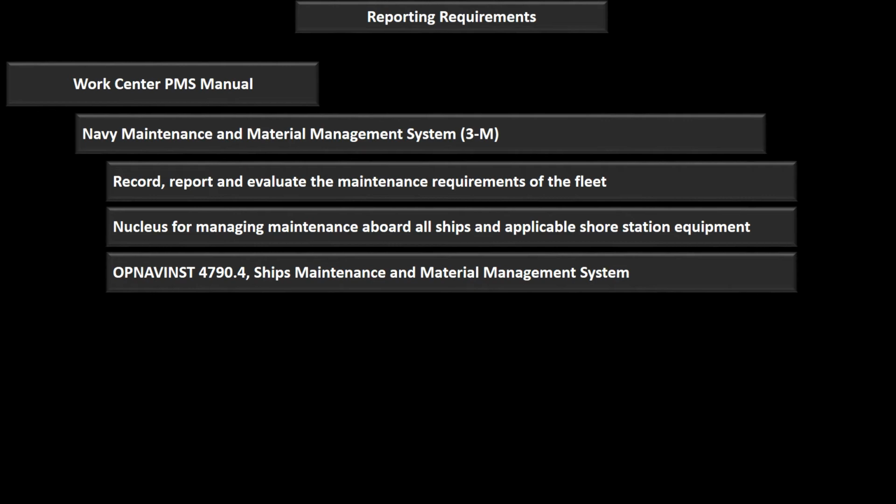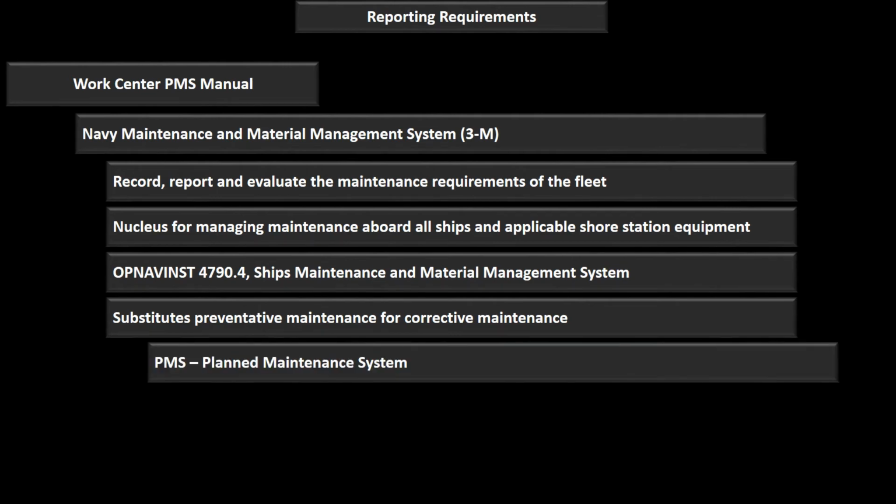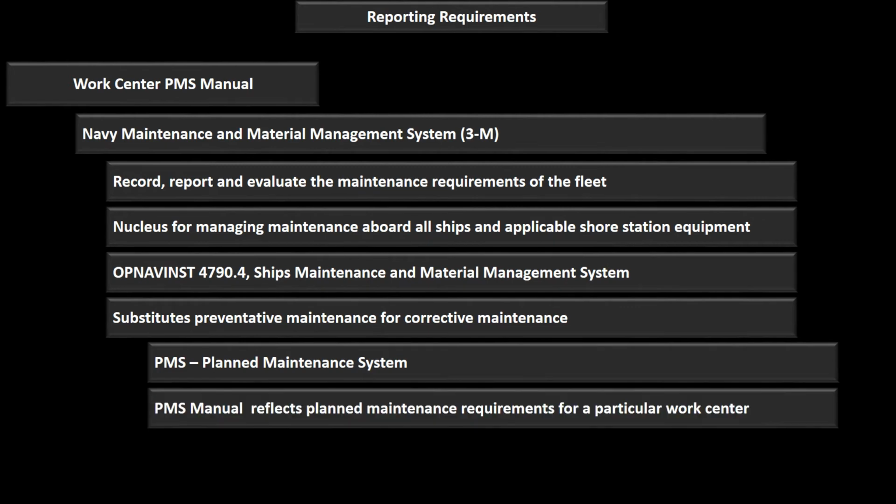The idea behind the 3M system is that we want to substitute preventative maintenance for corrective maintenance, meaning we want to do the maintenance before anything breaks down instead of afterwards when it's already broken. This is accomplished through what we call PMS, which stands for Planned Maintenance System. The PMS manual reflects the planned maintenance requirements for a particular work center.